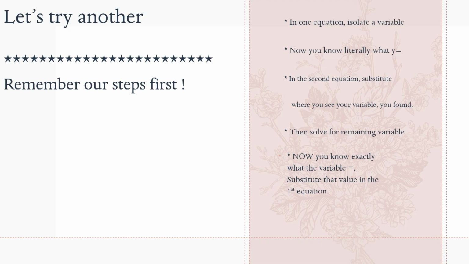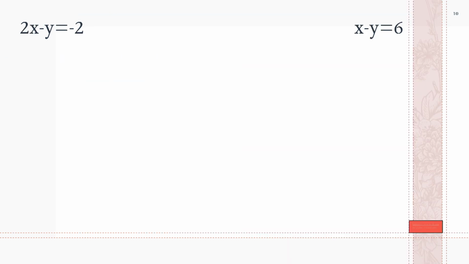So now that we've got our steps, let's go ahead and use these steps in this problem. I've got a system of equations: 2x minus y equals negative 2, x minus y equals 6. First I want to use our steps, then I want us to check it in Desmos. So I'm going to look at this one. I'm just going to choose this one just because.